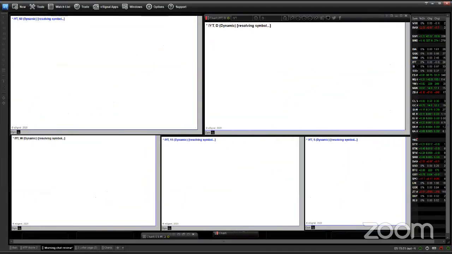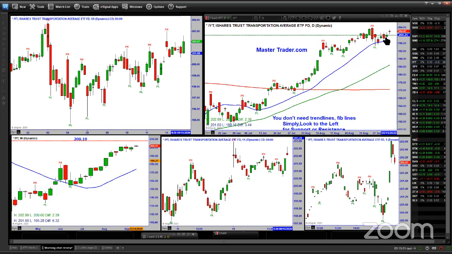And transports, we always look at. Still holding up, but not moving. Maybe we'll see what happens today.